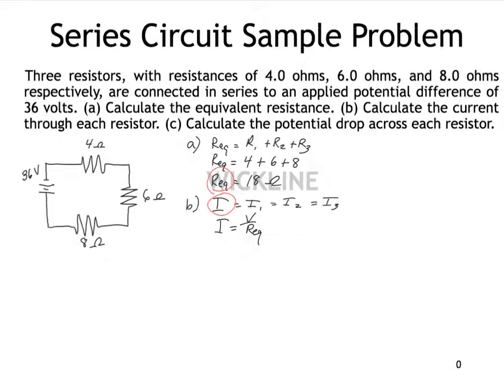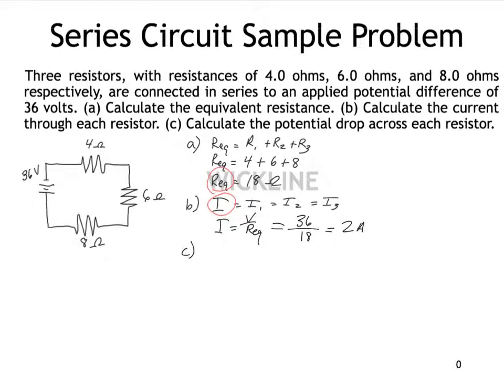So I is going to be equal to V over REQ. And the voltage drop at the battery, or the voltage gain at the battery, is 36 volts, and the equivalent resistance we just solved for is 18 ohms, so that means that the current is 2 amps at every one of the resistors.